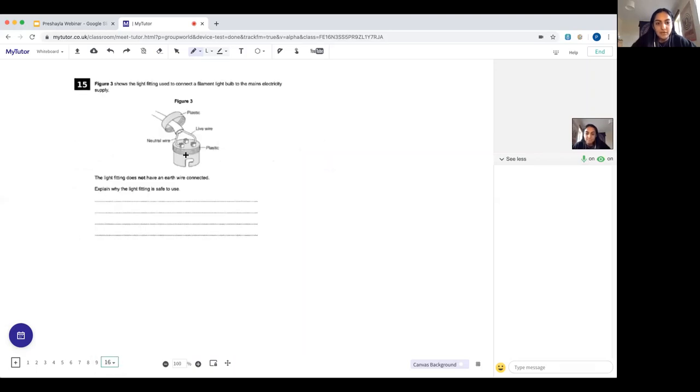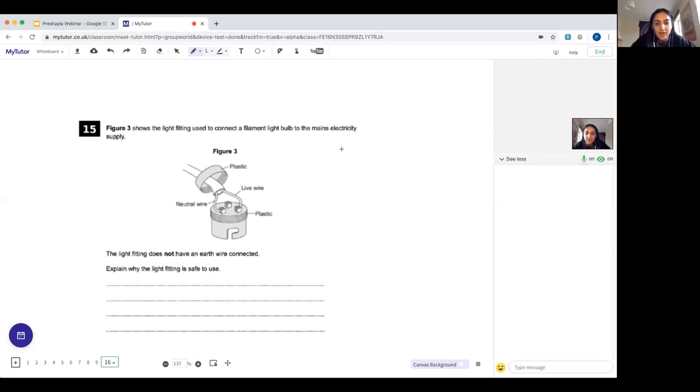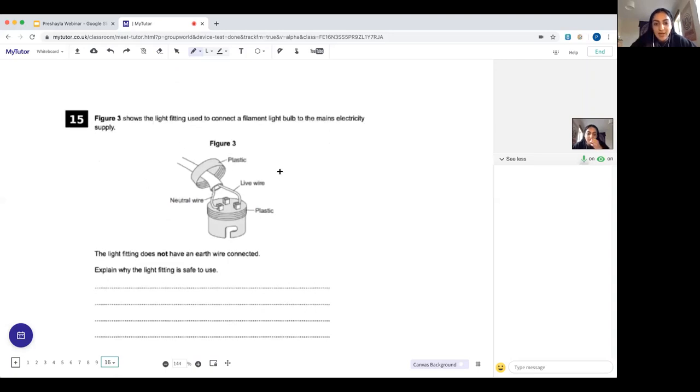Okay, so we've got another figure here, and this time we've got a filament light bulb which is connected to the mains electricity supply. So we know it's going to be an AC current. Here we've got a plastic coating or casing, the live wire, the neutral wire, and some plastic. It doesn't have an earth wire connected. There's no earth wire in our diagram. But why is the light fitting still safe to use? So even though it doesn't have an earth wire, what else could provide that safety to us?